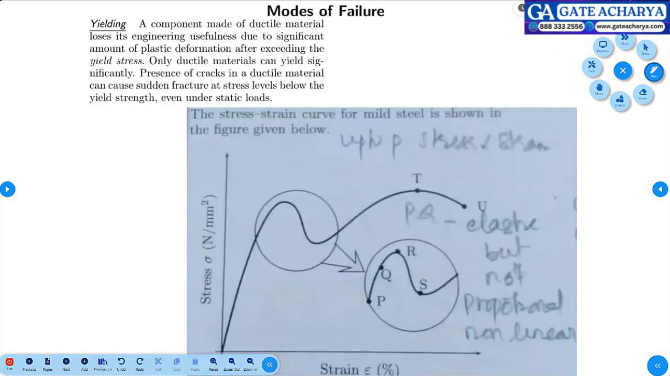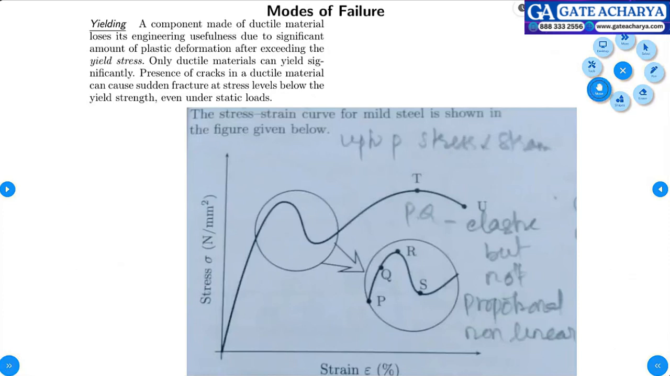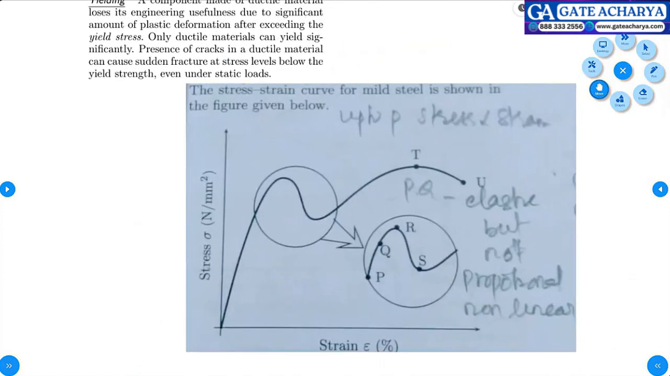So before that, this is the stress-strain curve for mild steel. Up to point P, stress is proportional to strain. This is called the proportional limit. Beyond this, it will be non-linear in nature. Here also your Hooke's law will get satisfied, but it will be non-linear in nature.